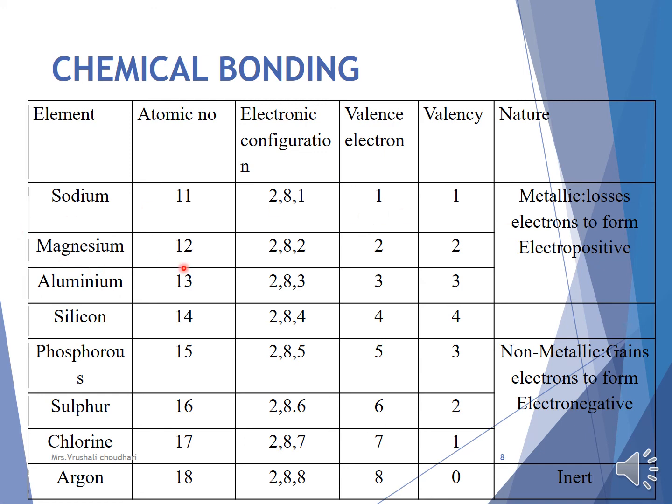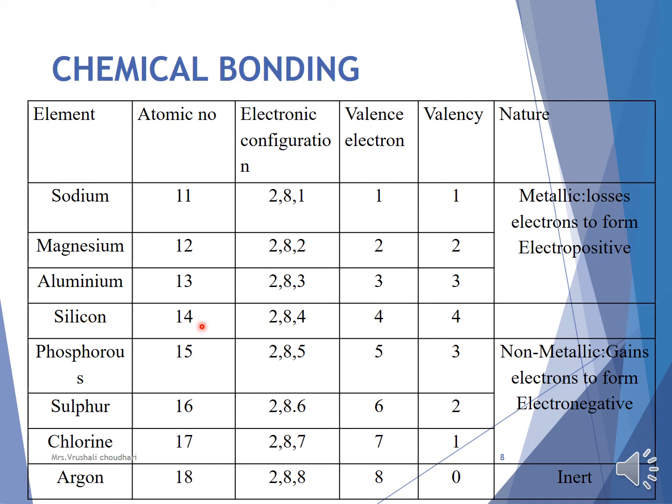Magnesium, atomic number 12, configuration 2, 8, 2, valence electron 2, valency is 2. They are going to lose 2 electrons and become electropositive. Aluminium, configuration 2, 8, 3, valence electron 3. Aluminium is going to lose 3 electrons and become electropositive, and it is metallic in nature.